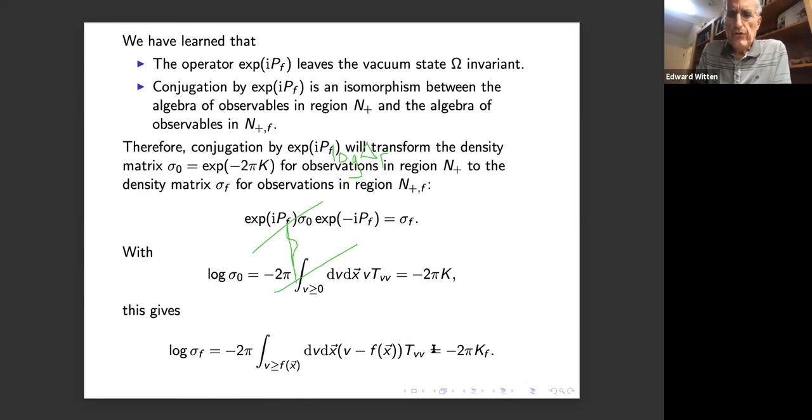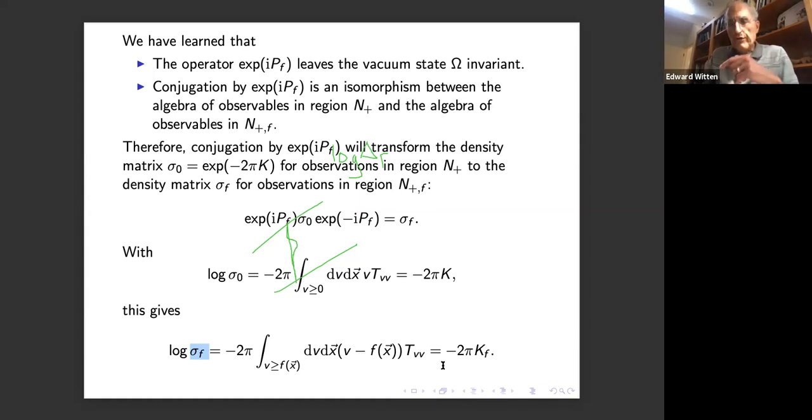Okay, so K sub F is this integral above the cut. And that's supposed to be the logarithm of the density matrix above the cut. As we know, in quantum field theory, density matrices aren't rigorous, but modular operators are. And I claim that if we take the integral from minus infinity to infinity instead of only above the cut, this would be the logarithm of the modular operator. Replace sigma F by delta, the modular operator for the same cut. So the same argument will show that log delta F is given by this integral.